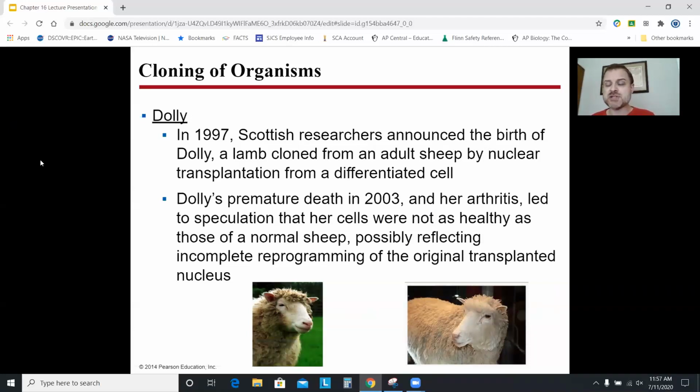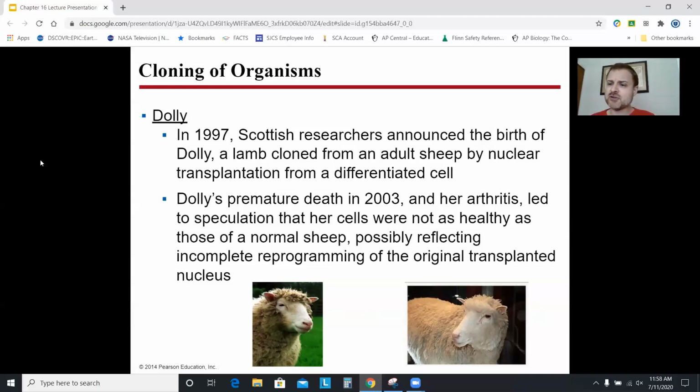And this was huge. I was in high school when it happened. Actually, I was 17 years old, so I was about your age when this happened. It made the news a lot. Dolly was sort of famous, not just because she was the first cloned mammal, but Dolly went on to have baby sheep the natural way. So that showed that cloned organisms can reproduce normally.